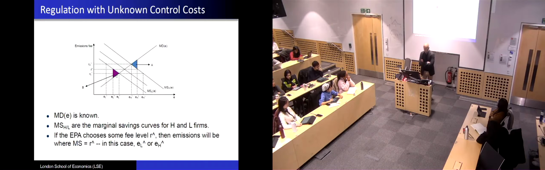Let's look at how things work here. So we're going to assume that we know what the marginal damage is. We know the function. The reason I do that is that we're talking about differences in marginal savings, asymmetric information in marginal saving rather than marginal damage. Also, from an empirical perspective, I think it's fair to say that we have much better knowledge about the marginal damage function than the marginal saving. There are lots of empirical papers looking at the marginal damage rather than the marginal saving.